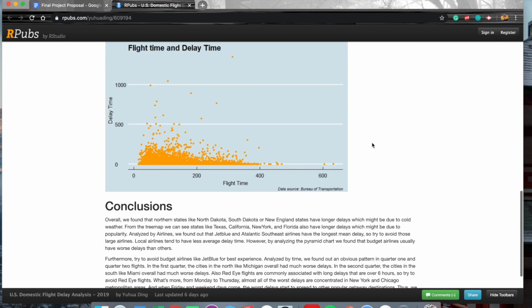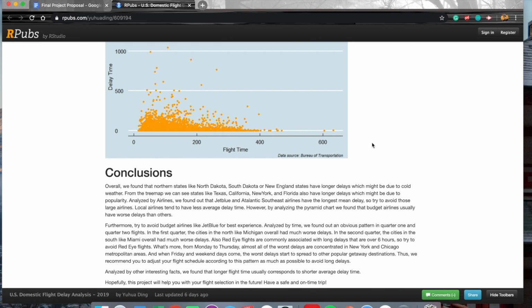In conclusion, we found that northern states like North Dakota, South Dakota, or New England states have longer delays, which might be due to cold weather. From the tree map, we can see that states like Texas, California, New York, and Florida also have longer delays, which might be due to popularity. If we analyze by airlines, we found that JetBlue and Atlantic Southeast Airlines have the longest mean delay. So try to avoid those larger airlines. And local airlines tend to have less average delay time.